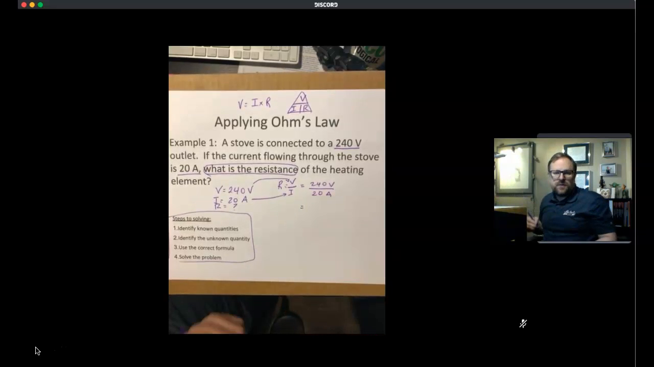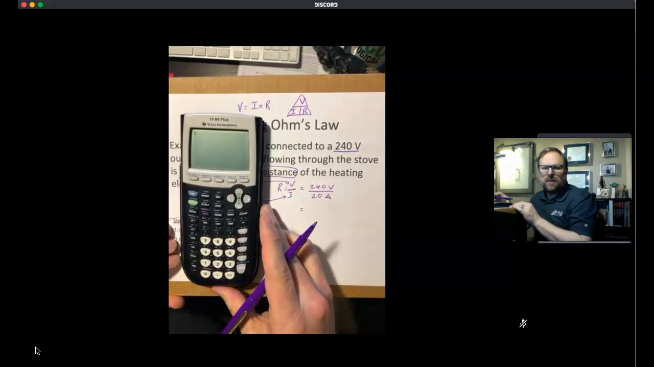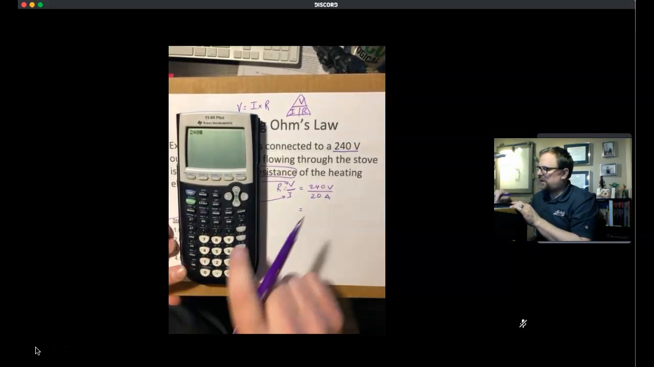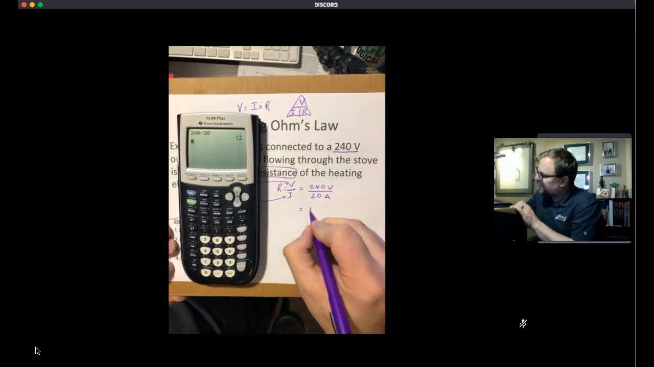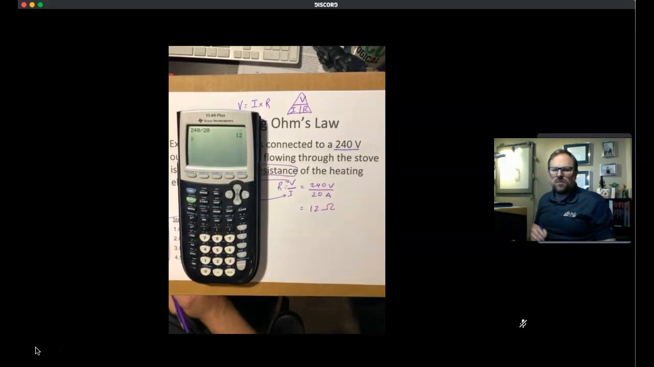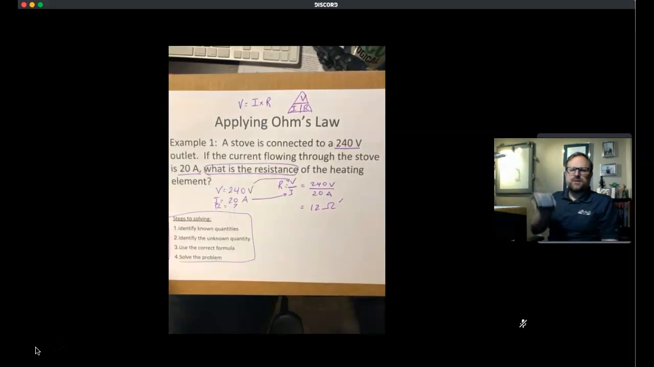Then if you need to, you can take your calculator out, turn it on. All I'm going to do, remember, this over that means division. So 240 divided by 20 is going to give me the answer of 12 and then ohms. Remember ohms, and that's my horribly drawn Greek symbol omega. And that is how you answer your first example question. So I hope that makes sense to you.